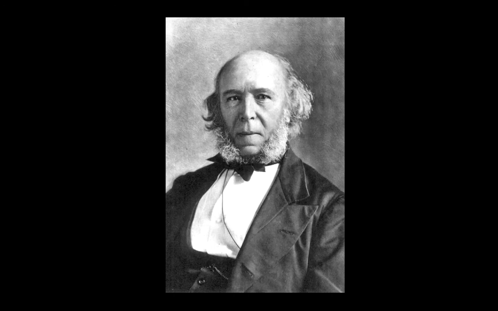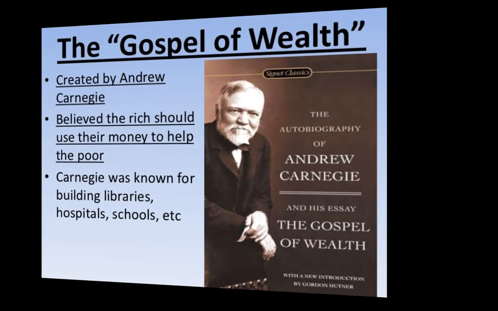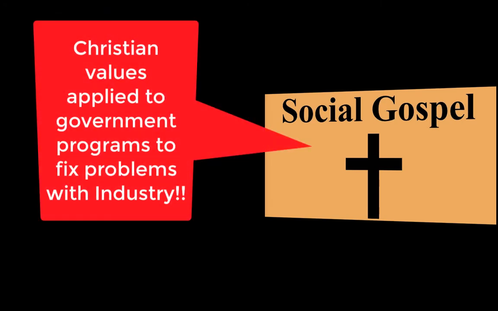Now this led into basically two different groups at this time period. People who believed in the gospel of wealth, the idea that rich people should be allowed to compete and rise to the top and just give philanthropy back. And the social gospel, the idea that we needed some kind of bigger reform movements that would solve the problems that were happening in society. We needed to mix Christianity with more government interventionary movements.